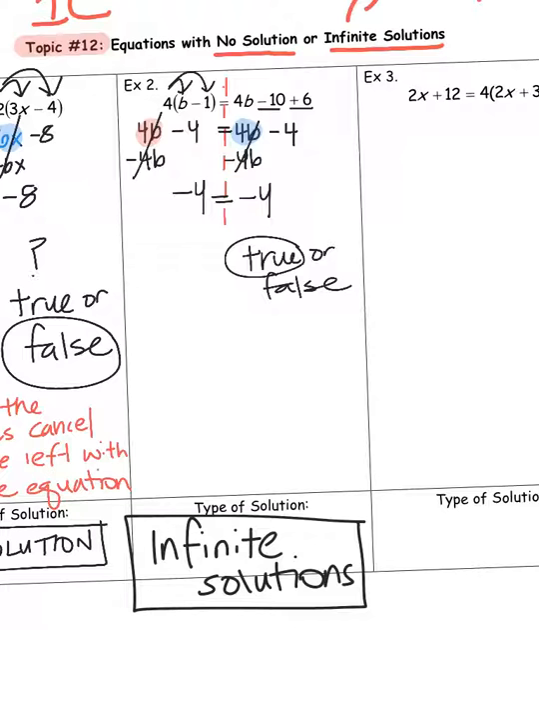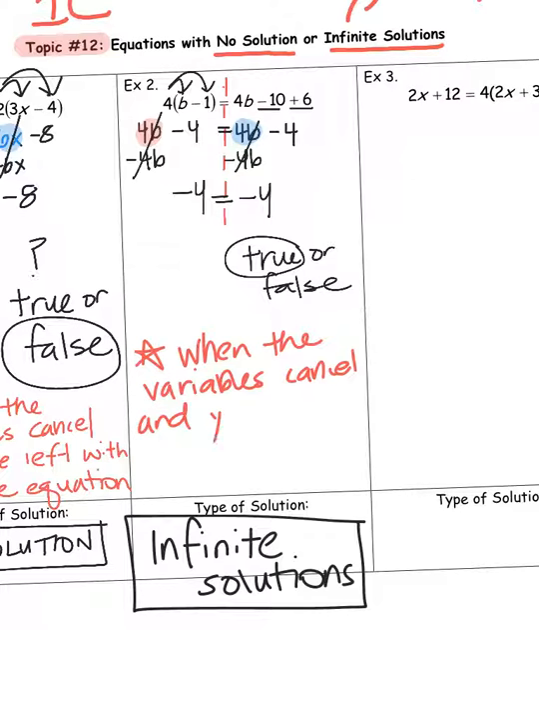You can plug it in for b up here in our equation, any number, and you will get a true equation. So what I'm going to write down here is: when the variables cancel, and you're left with a true equation, that means infinite solutions.